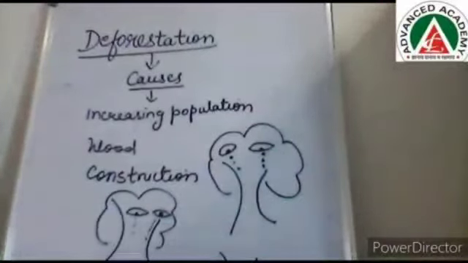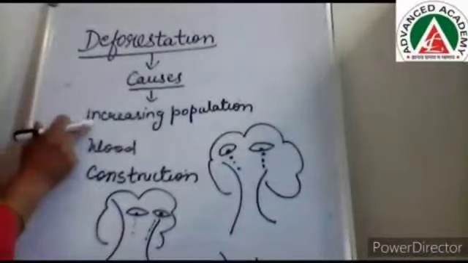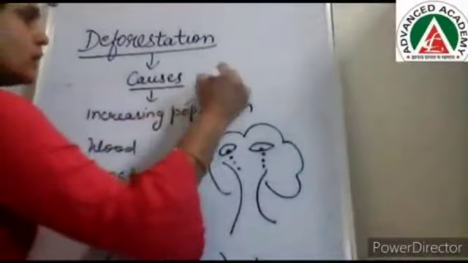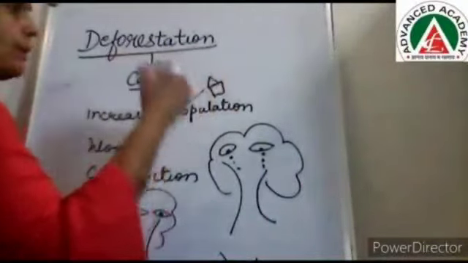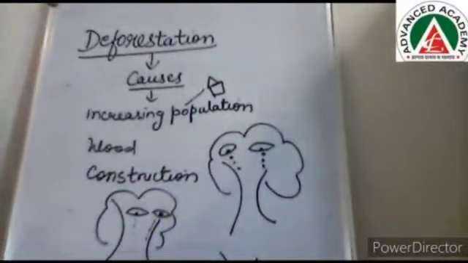Can anyone tell me what the reasons are that people are cutting down trees? Yes, you are right. People are cutting down trees because they need something from trees. See, the population is increasing. When population increases, more houses are required, more buildings are required. For construction purposes, people are cutting down trees as they need wood. They also want to make furniture, so they are cutting down trees.